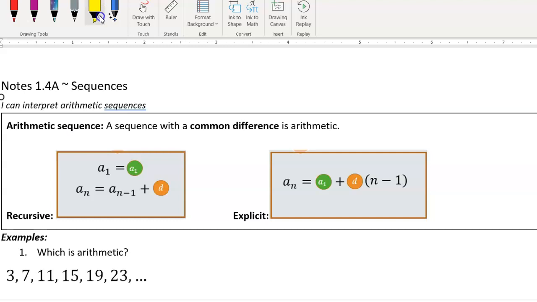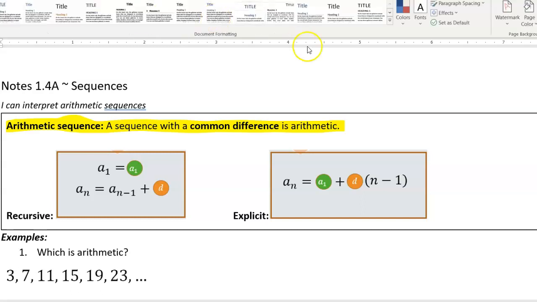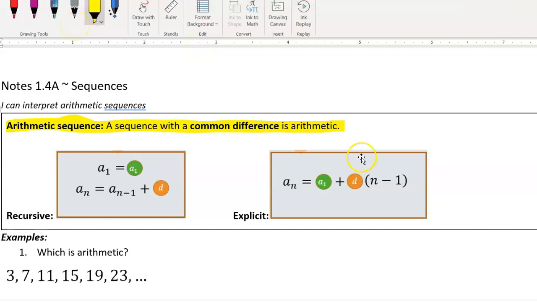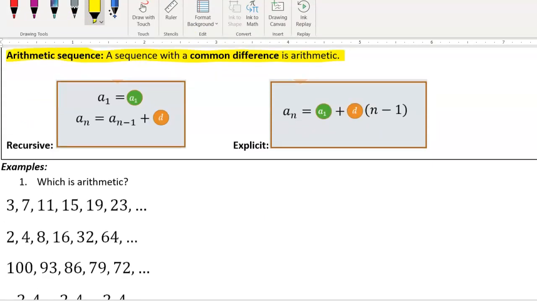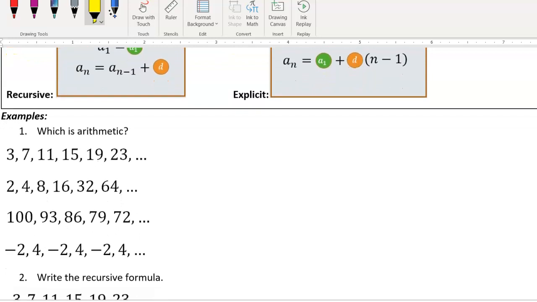But the first thing I want to point out is, what is an arithmetic sequence? An arithmetic sequence is a sequence with a common difference. A common difference just means that you would constantly be adding the same amount, or possibly subtracting, because subtracting is just adding a negative number. So based on that description, let's look at these examples below and determine which ones are arithmetic.